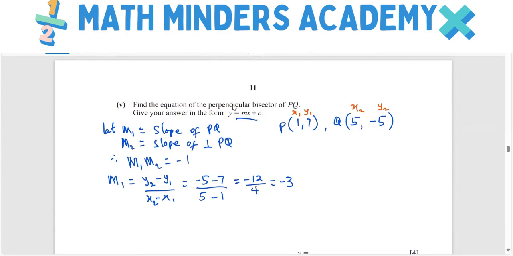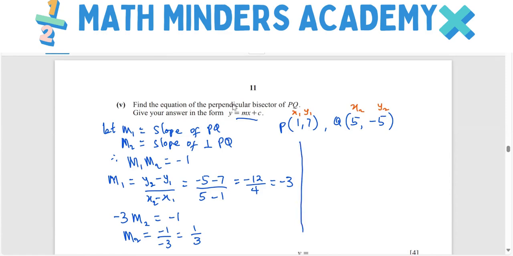Now, if we multiply minus 3, which is the slope of the line segment PQ, by the slope of the perpendicular line, we are going to have minus 1. So M2 is going to be minus 1 over minus 3. So the slope of this perpendicular line will become 1 over 3.